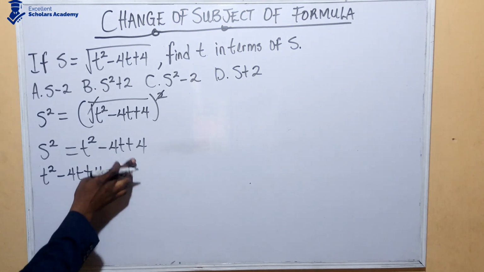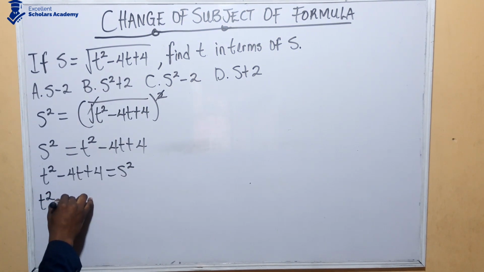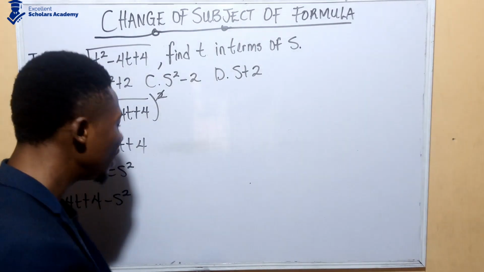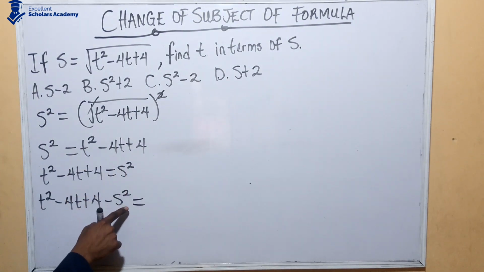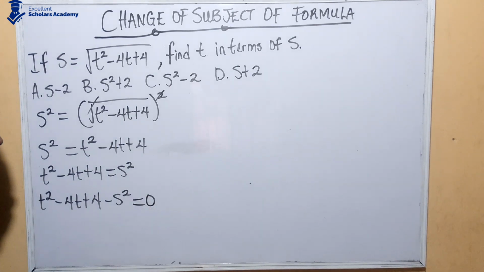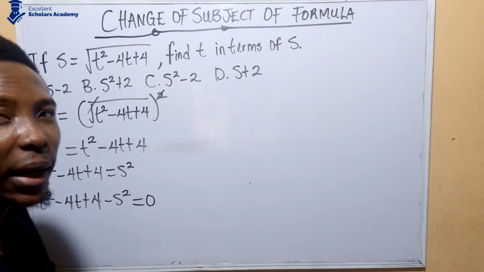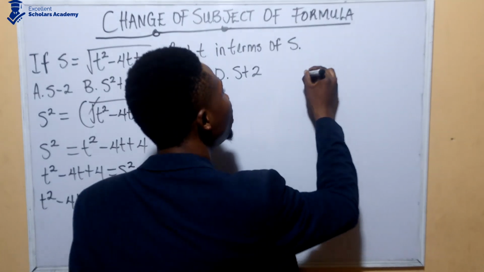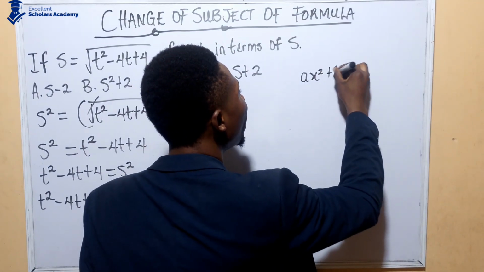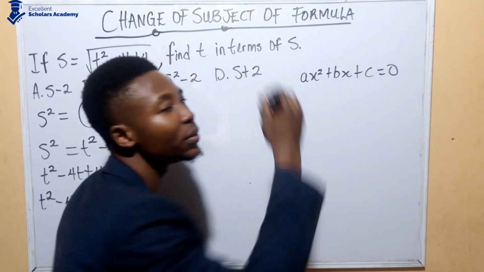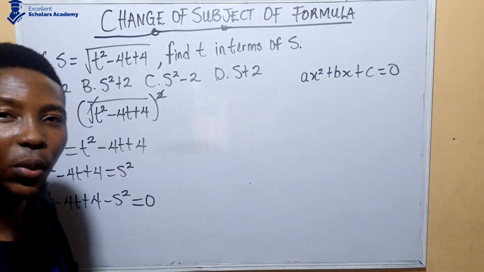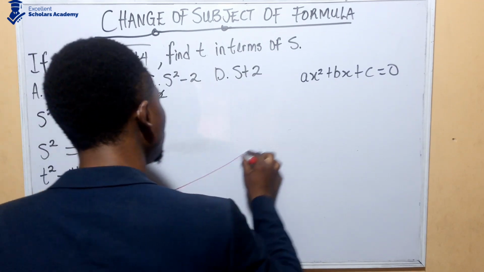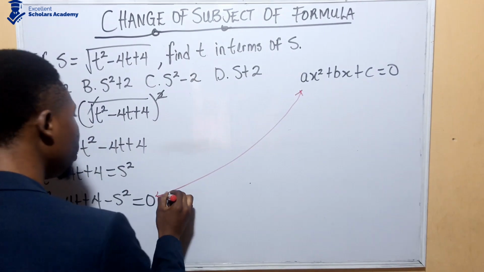So take s squared to this side. It becomes t squared minus 4t plus 4 minus s squared is equal to, you've taken s squared to this side, so nothing is going to be here again. That's 0. You already have a quadratic equation. Now, don't forget, your quadratic equation is given in the form ax squared plus bx plus c is equal to 0. If you compare this with this, let's compare these two.